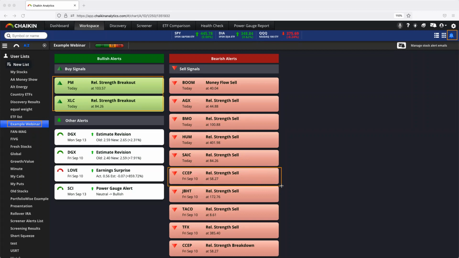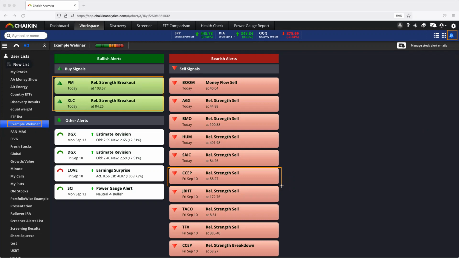Now, remember, signals and alerts are triggered based on the closing price the day before. So any alerts you see for today, for example, your relative strength breakouts on PM and the XLC communications ETF, are based on Friday's closing price. Those are the active signals for today. CCEP, the relative strength sell signal, is based on the closing price Thursday, was active for Friday, but we will leave them here on the screen for 2 trading days for you.